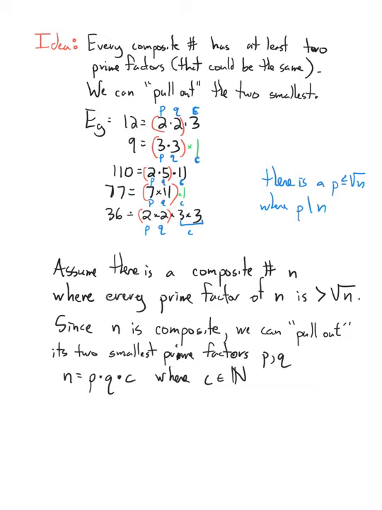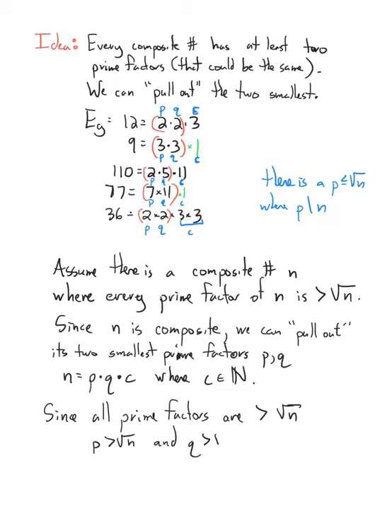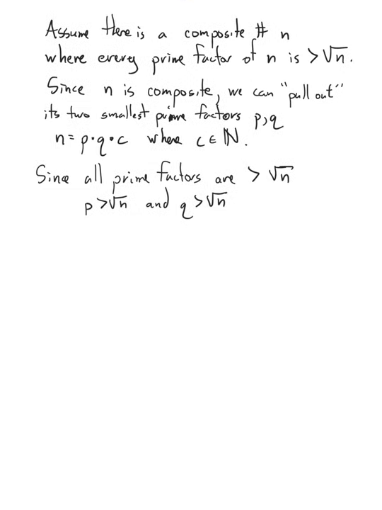Okay, so remember, since all prime factors are greater than square root n, this tells me that p is greater than square root n, and q is greater than square root n.